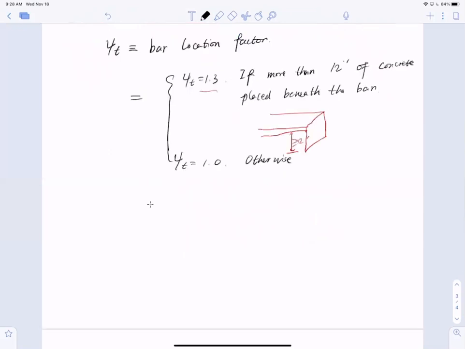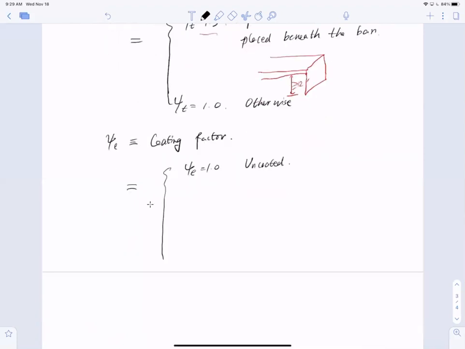Now, phi e is the coating factor. What is coating? If you go on the highway, there are green color bars and there are dark color bars. The dark ones are bare, there's no coating. So when there's no coating, phi e equals 1.0, uncoated, bare bar. And if you see a green color bar, phi e has to be 1.5, and this is an epoxy coated bar.